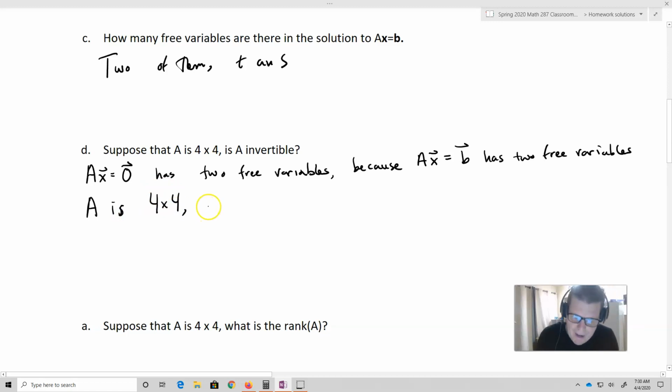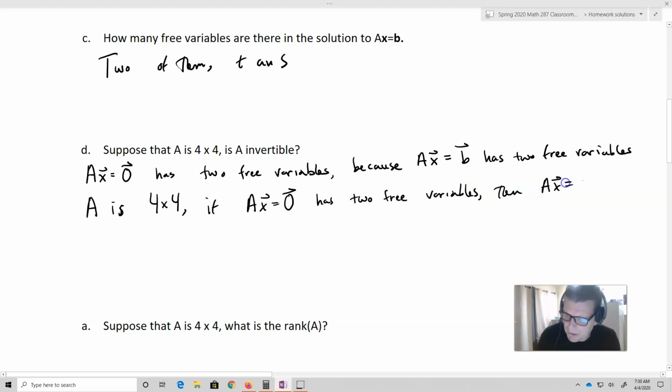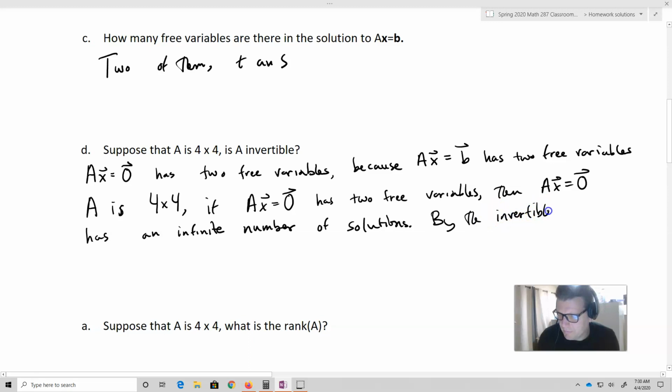And so if Ax = 0 has two free variables, then Ax = 0 has an infinite number of solutions. By the invertible matrix theorem, then, A is not invertible.